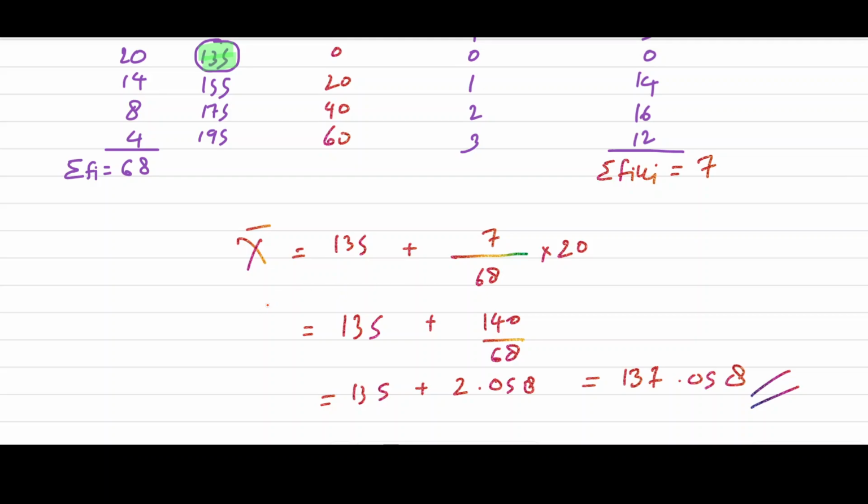So we have all the values. This is the mean, mode and median. Clear? Now we should move on to the next question.